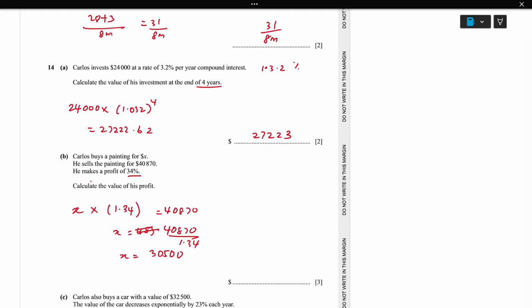30500. But the question asked only the profit. So profit is going to be the selling price 40870 minus the original amount, which is 30500, which is 10370. That's the answer, 10370.